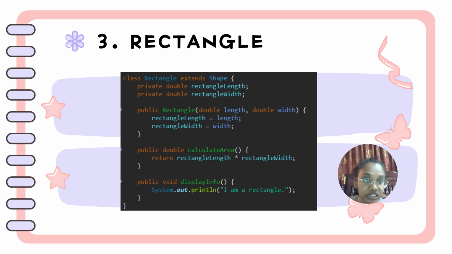Today I will explain about the Rectangle. This is the Rectangle's code. Class Rectangle extends Shape. Private double rectangleLength and rectangleWidth. Second is the constructor: public Rectangle(double length, double width), with rectangleLength equals length and rectangleWidth equals width. Then there is public double calculateArea, which returns rectangleLength multiplied by rectangleWidth. And last is public void displayInfo, which is System.out.println("I am a rectangle").